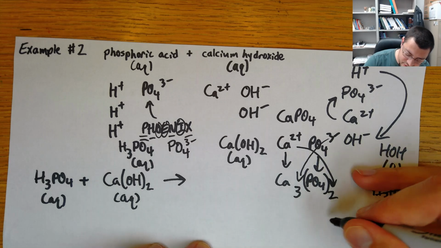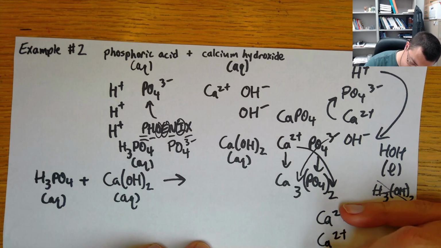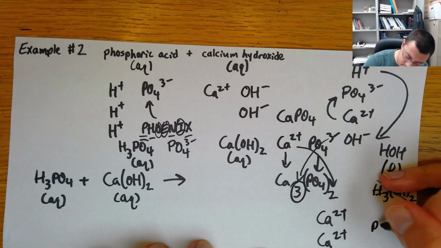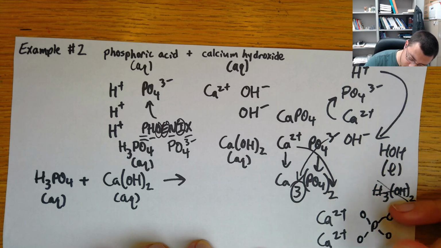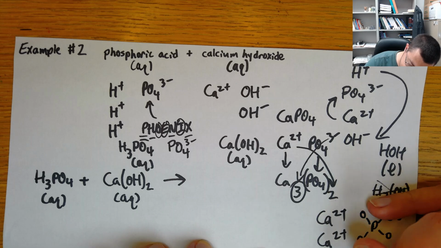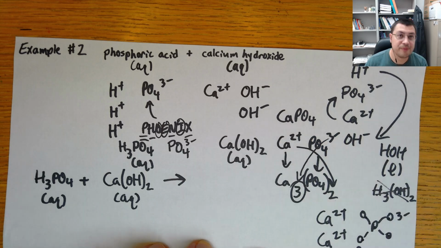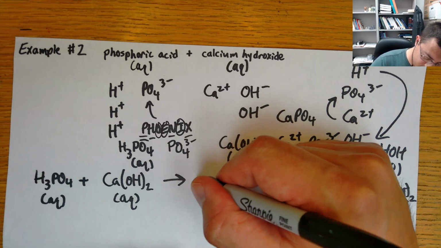All right, so as a picture, 3 calciums, and then we have 2, 3 minus, phosphates. PO4, PO4. All right, so let's drop in that formula.